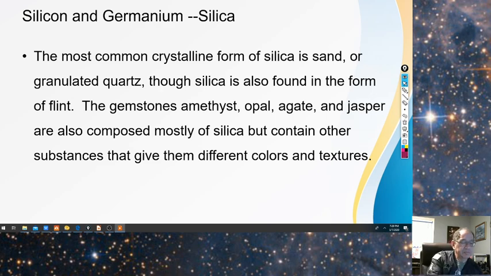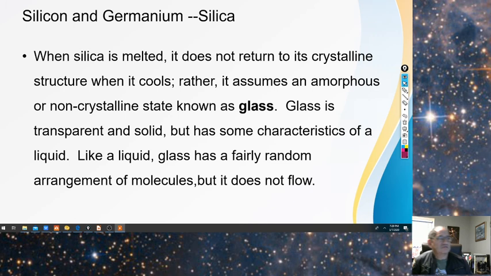Okay, know about the most common crystalline form of silica is sand or granulated quartz, though silica is also found in the form of flint. And then know about those gemstones. The gemstones come from them as well. And what kind of gemstones, of course.